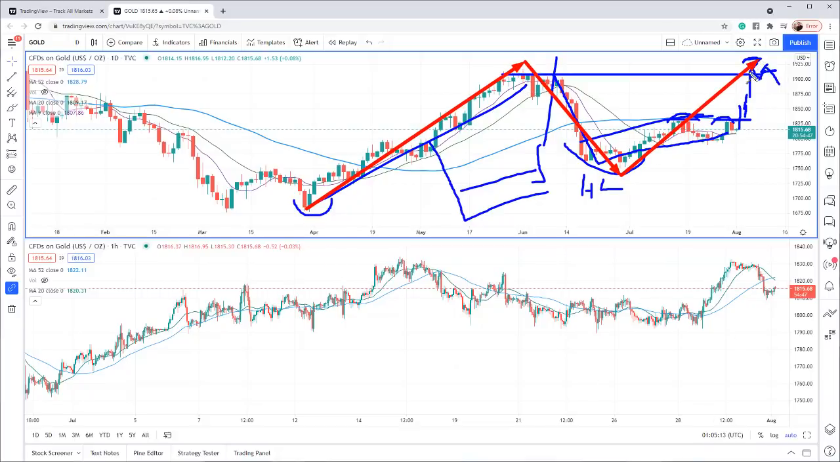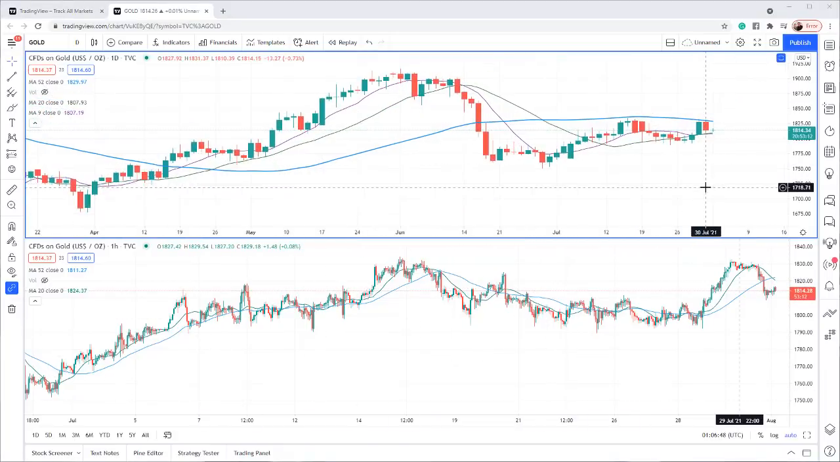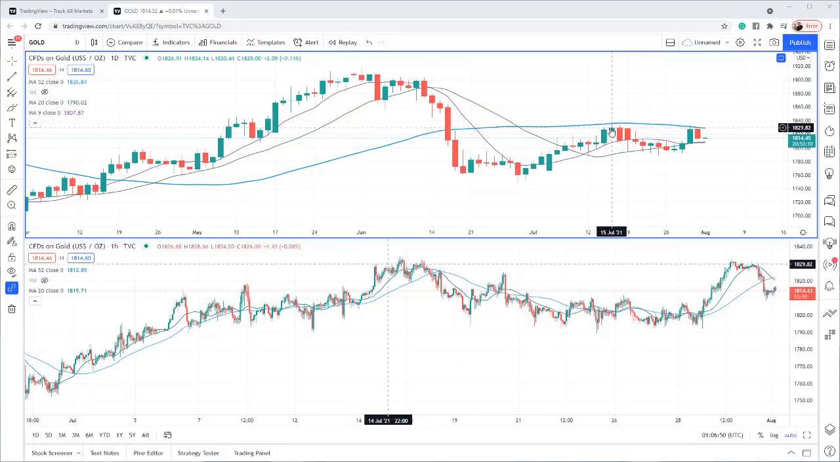This could be a higher low before this. We could be doing that. So that's that daily chart there. Okay, so keep that in mind. Remember, we have this resistance level here and the resistance level here. Now let's have a look at this here.